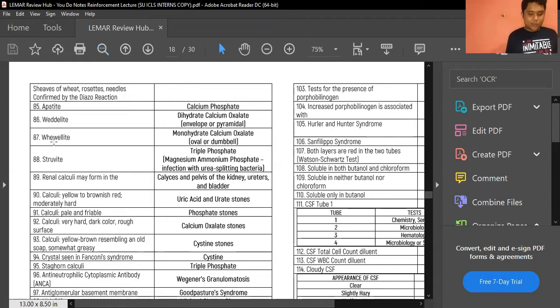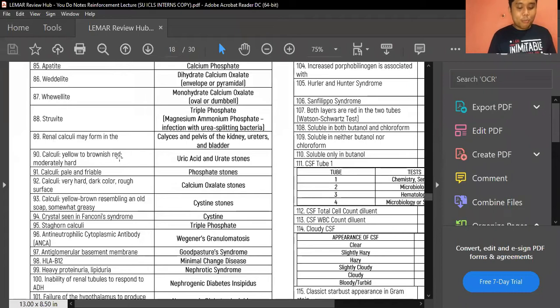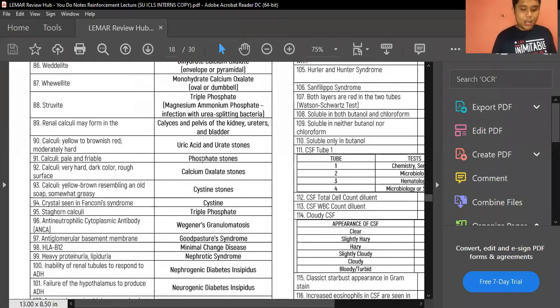Okay, Proteus. Next, renal calculi may form in the calyces and pelvis of the kidney, the ureters, and bladder. So it is not only in the kidneys, but it can reach the ureter and the bladder. Calculi described as yellow to brownish red, moderately hard, that's a uric acid stone. Calculi that are pale and friable, you have phosphate. Calculi that are very hard, dark in color, and with a rough surface, you have calcium oxalate. And calculi that are somewhat greasy or soap-like, you have cysteine. In the TOS, there is 2% on calculi, so maybe the question will be the descriptions of calculi. Alright.